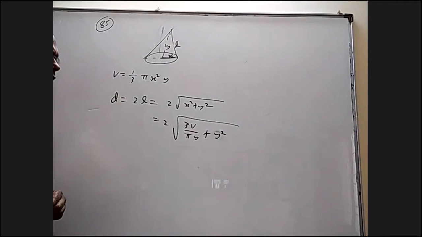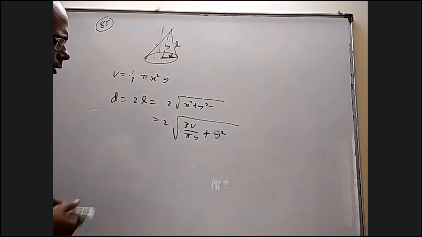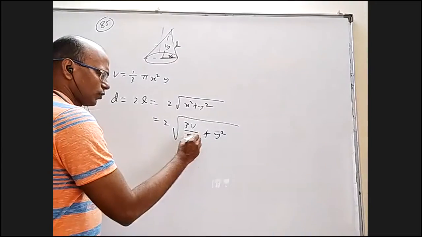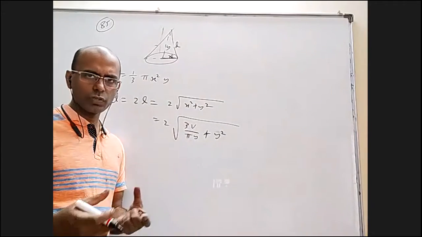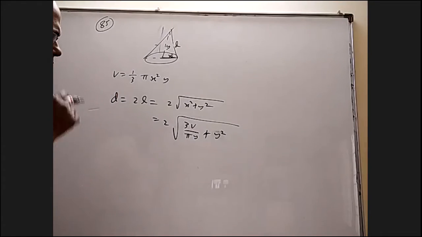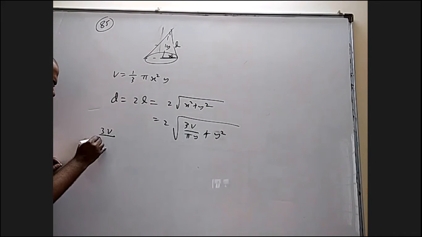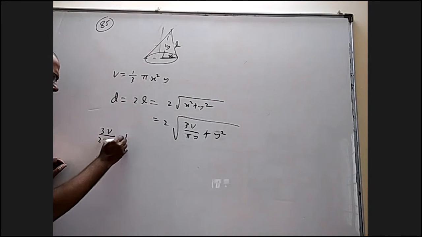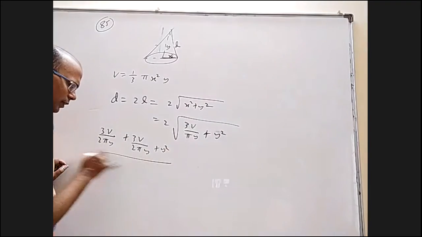Okay. So now they're asking what is the minimum value of this. How to find the minimum value of this? You can use calculus. Find the derivative of this, equate it to 0, you'll get the y value and put that back. But purposely I want to avoid that. I want to use the AM-GM inequality and show you. I'm taking this into two parts: 3v by 2 pi y, another 3v by 2 pi y, plus y square by 3.